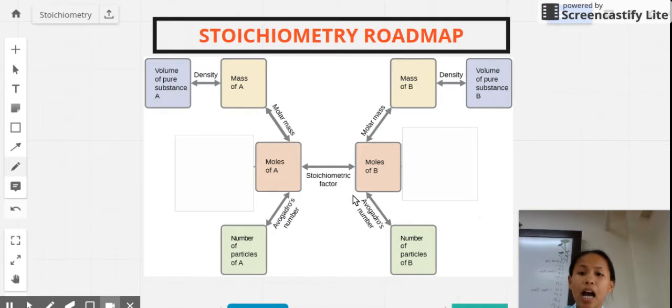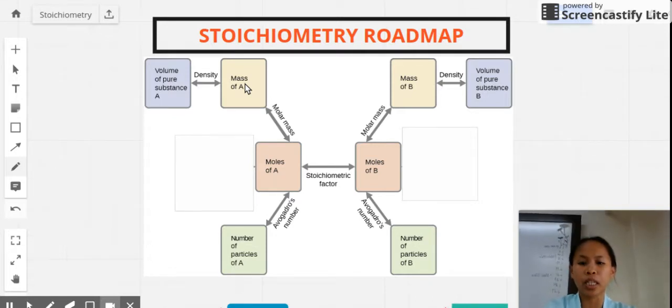Hi, how do we do mass to mass conversion in a stoichiometry problem? Now I'll be showing you how to go from mass of A to mass of B using the stoichiometry roadmap. If you look at the roadmap, you would see that you can't go right away from mass of A to mass of B. This will require three steps, and these are the three steps.